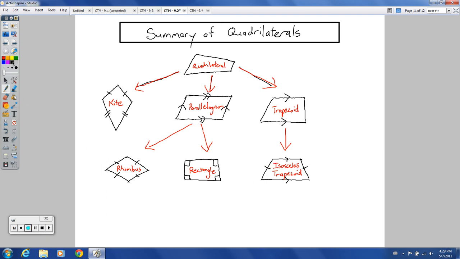And so one more thing to branch off of. The rhombus and the rectangle can come together and form a super quadrilateral known as a square. The square has the properties of both. It's both all 90 degrees and all congruent sides.